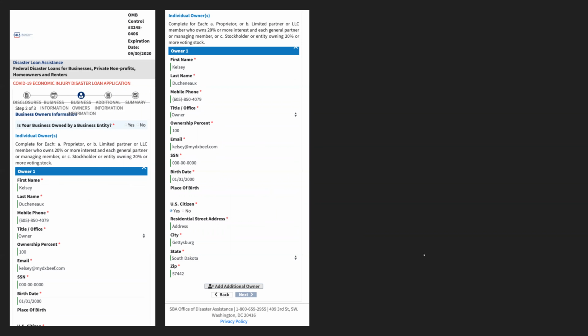Here are some more screenshots using an actual producer's sample of what an actual producer would report as the business owner. For our individual ag producers, we are looking at a sole proprietorship where there is one owner of the business, and you would be filling out your personal information here to have a 100% ownership share, to be the owner. You would input your email. Make sure that the email you utilize throughout this application is one that you can check regularly, because that is how communication will take place from here on out regarding the application.